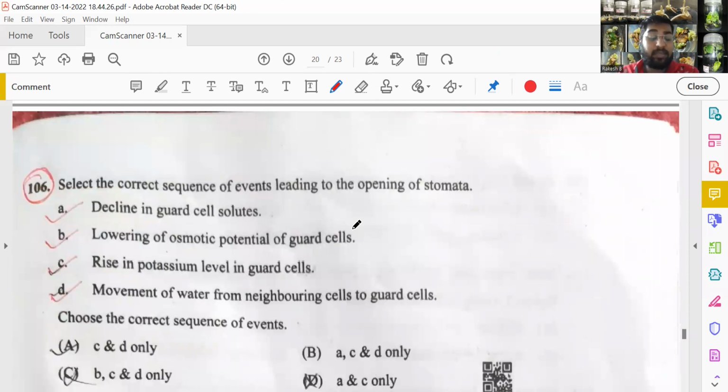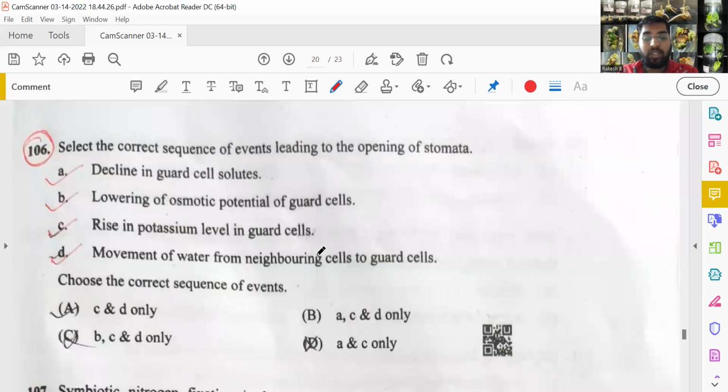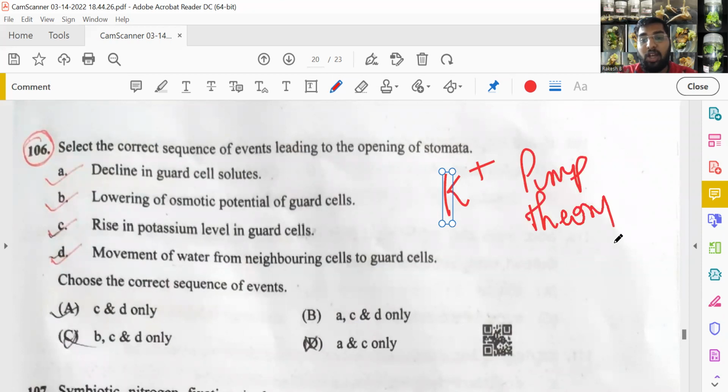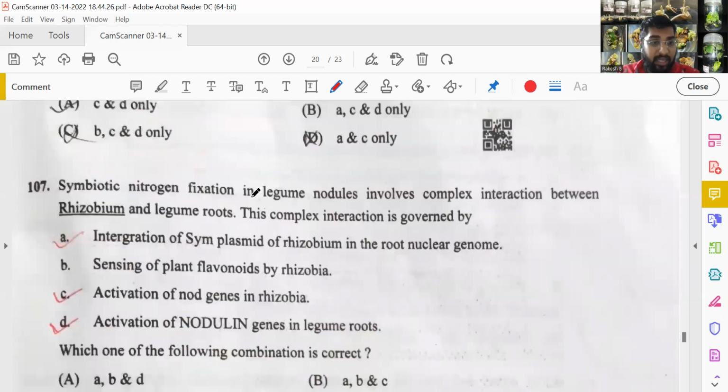This is also another grace mark you will get, because all the four options are correct, but there's no option saying all the four above. So all the options are correct. All these things lead to opening of the stomata. In the opening and closure of stomata, 12th concept, if you study potassium pump theory, all the four options are correct. So this can be a grace mark again.